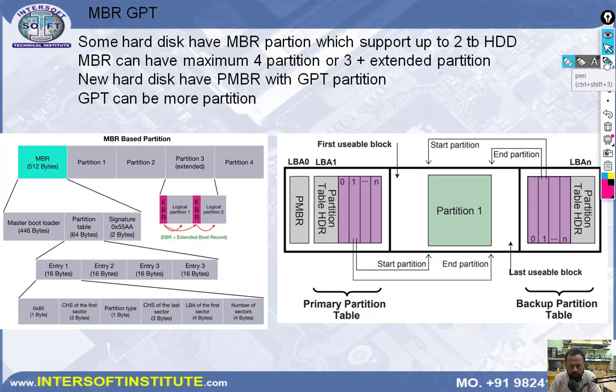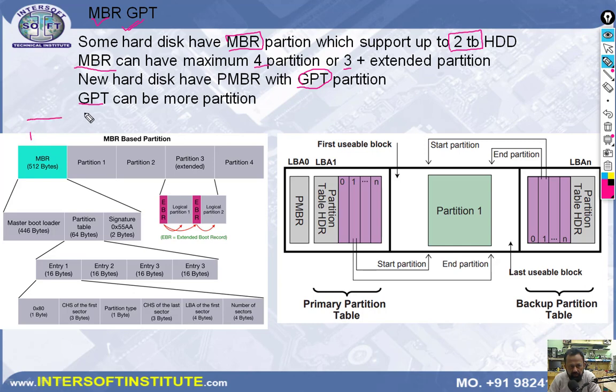Before going to identify the problems, we have to understand what is an MBR and what is a GPT. Some hard disks have an MBR partition, master boot record partition, which supports up to 2 TB. Up to 2 TB hard disk MBR will work, but for more than 2 TB we have to extend to the GPT partition. The MBR is a master boot record which is at the start of the platter. MBR has a maximum of 4 partitions and 3 extendable, but GPT has many more partitions.